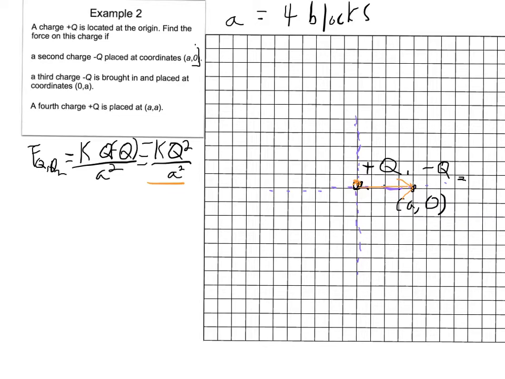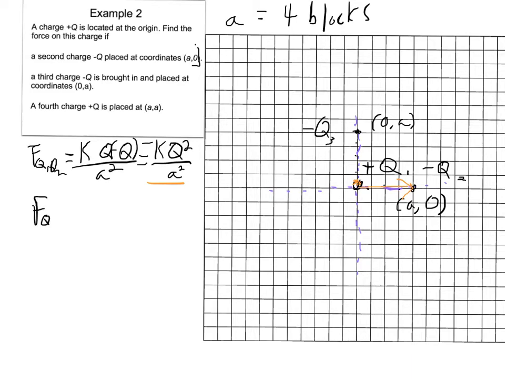Now moving on, we now put a third charge, negative q, at 0, a. So 0, a would be 1, 2, 3, since I've defined a to be 4 blocks, a up. So that's at position 0, a. And we put a charge, negative q, there. Well, now we'll need to find the force from that charge and then add them using vector addition and the Pythagorean theorem. So now we've got, let's call this the third charge, but it's just q.